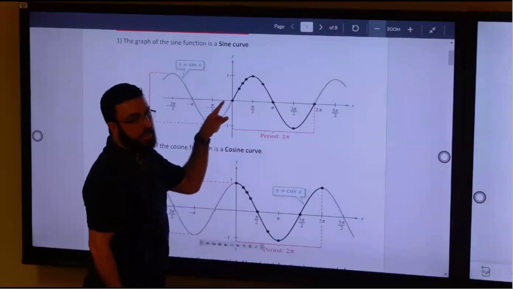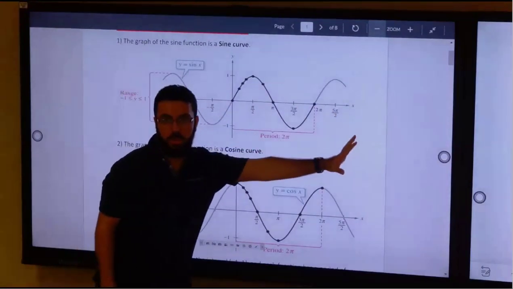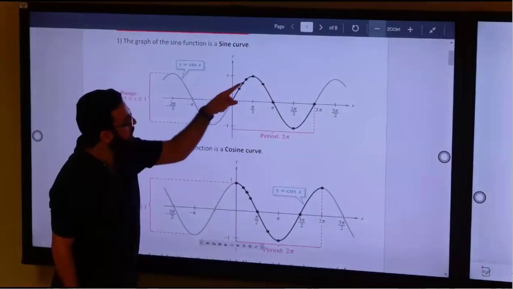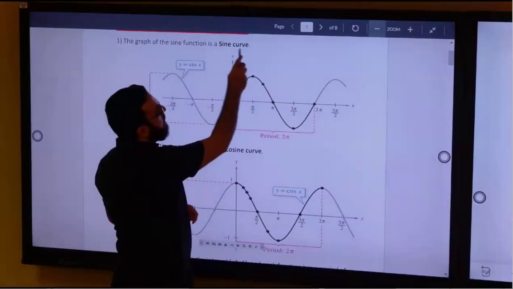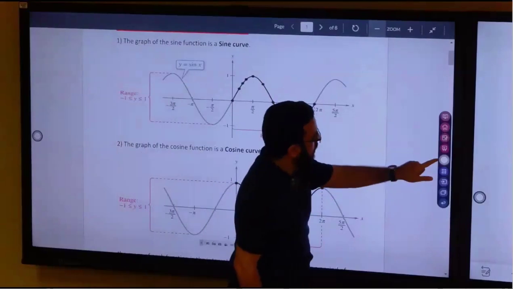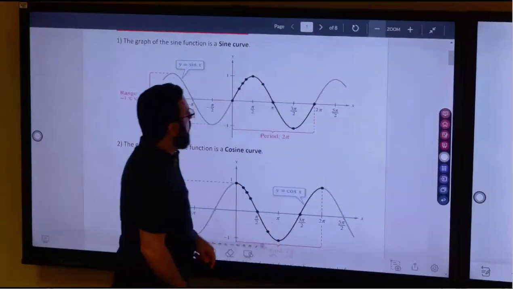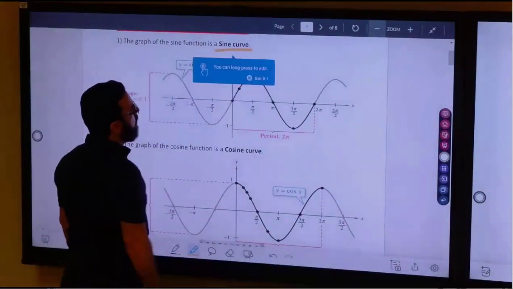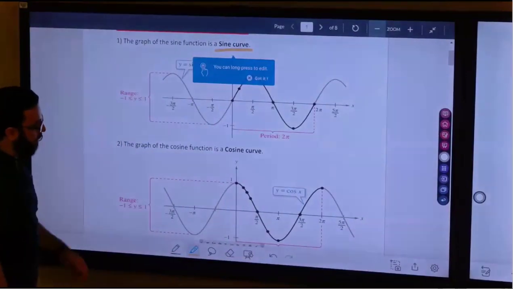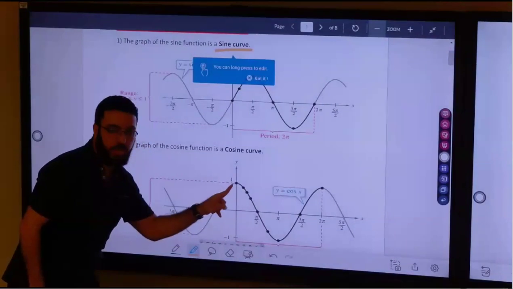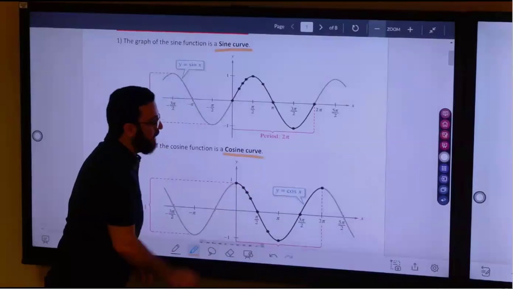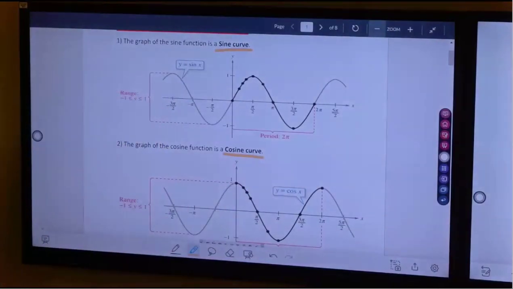For the sine, sine of 0 equals 0. So when you see the function go through the 0, it means this is what? Sine function. So this is the sine function. If you see 1 at the point 0, how much is it going to be? 1. That means this is what? Cosine function. We already have these two graphs.